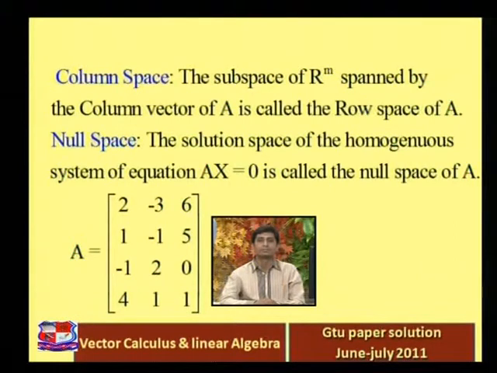Okay, and the dimension of the null space is what we know as nullity. That is called the nullity of the matrix A. So now we want to find the basis for the row space, column space and null space. So now our example starts here, the matrix is 2 minus 3 6, 1 minus 1 5, minus 1 2 0, 4 1 1.